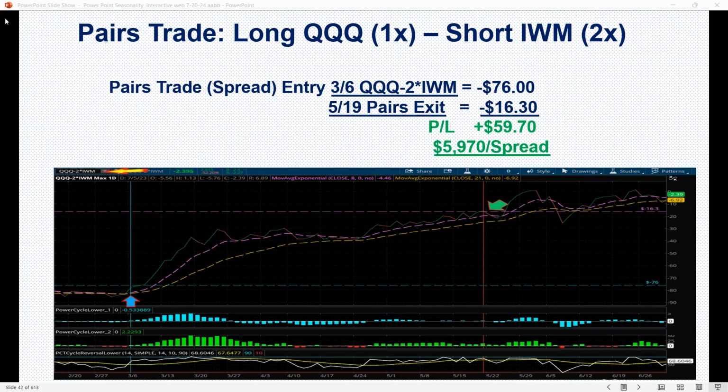So just the easy math here: the pairs trade would enter on the 6th, long QQQ, short 2 Russell. That was the entry, at 76 under. Then on the 19th, it was 1630 under. So look at the difference. That spread then increased $59.30 per 100. That's 5,970.